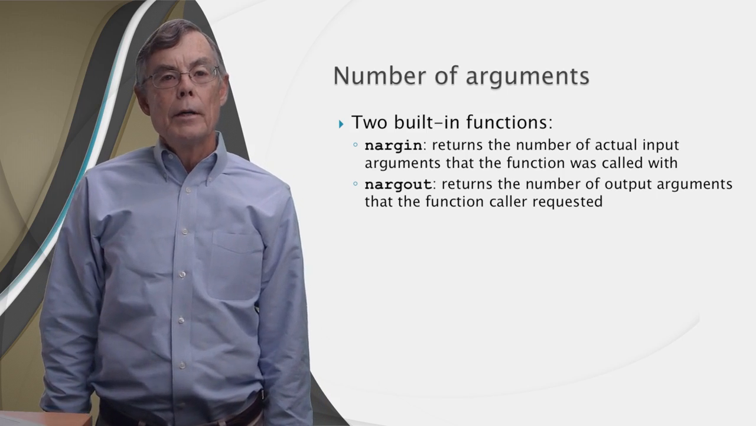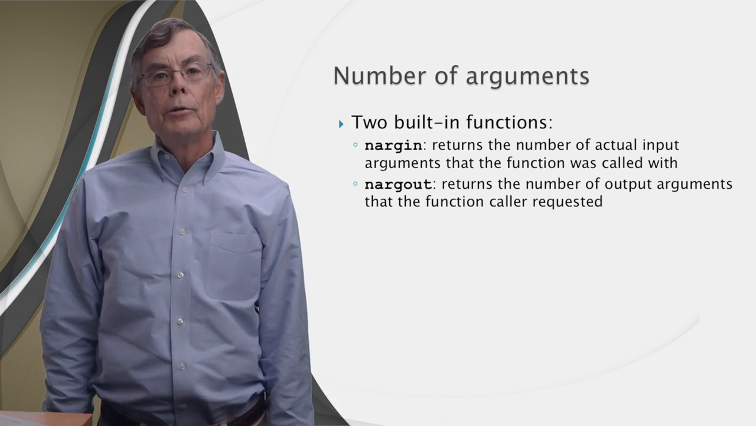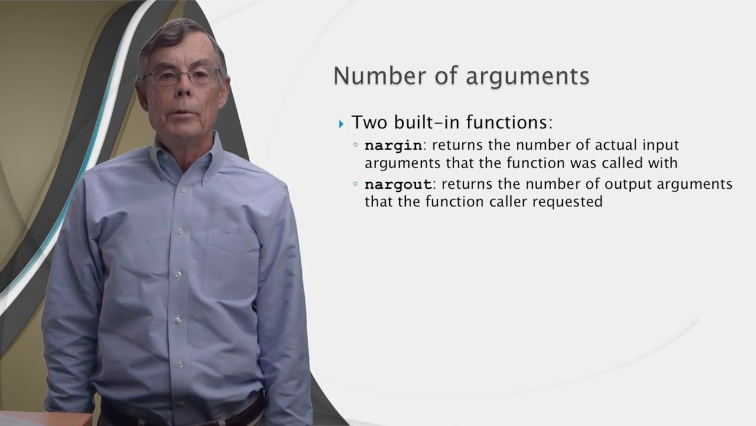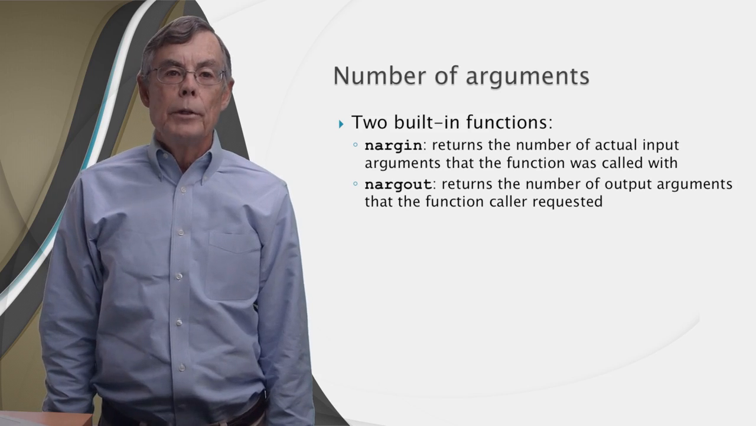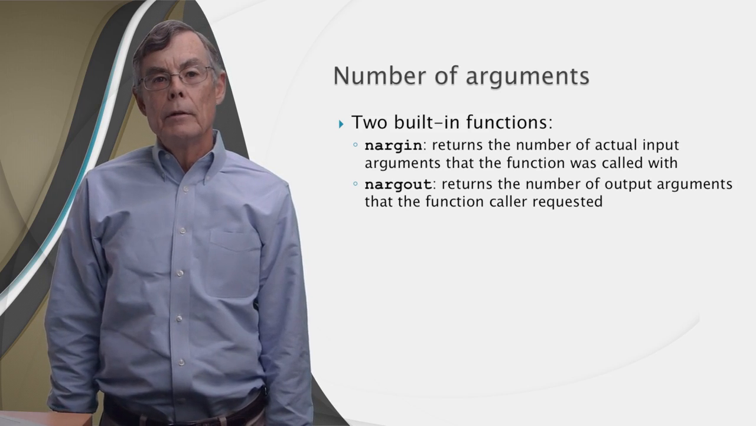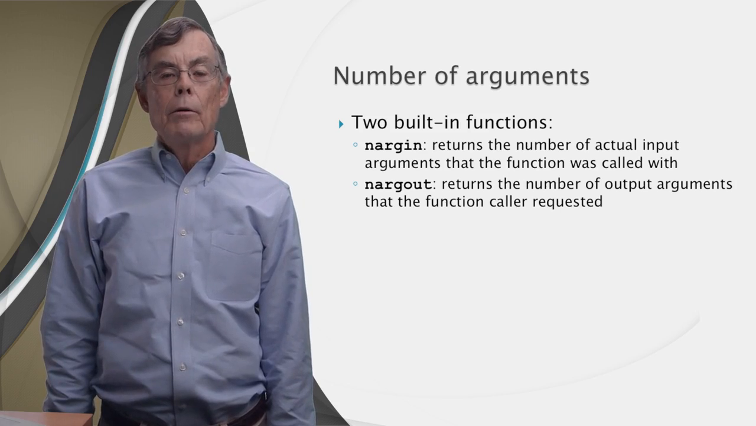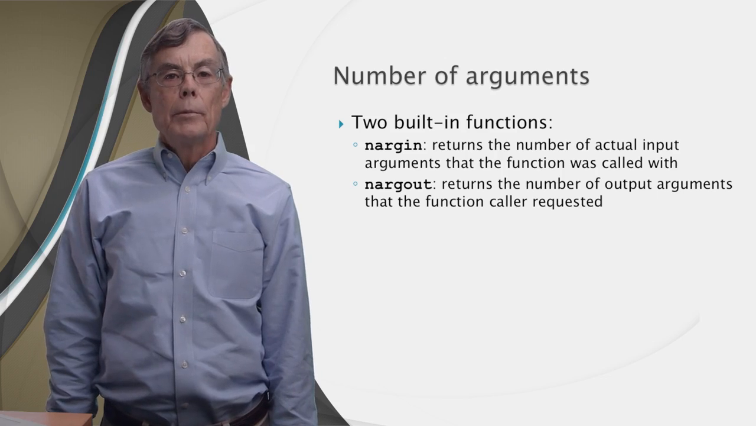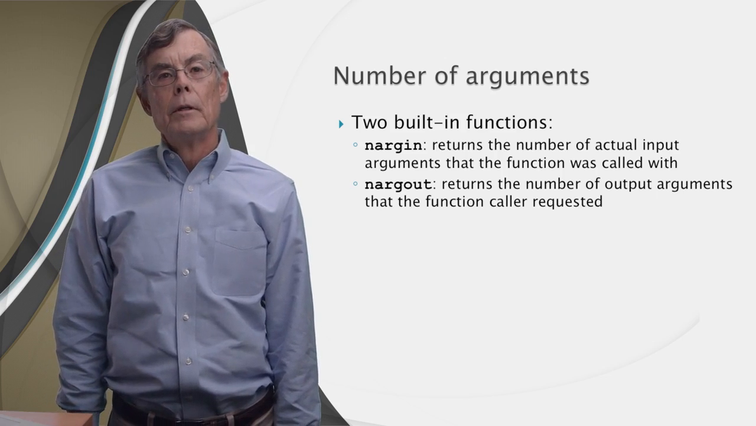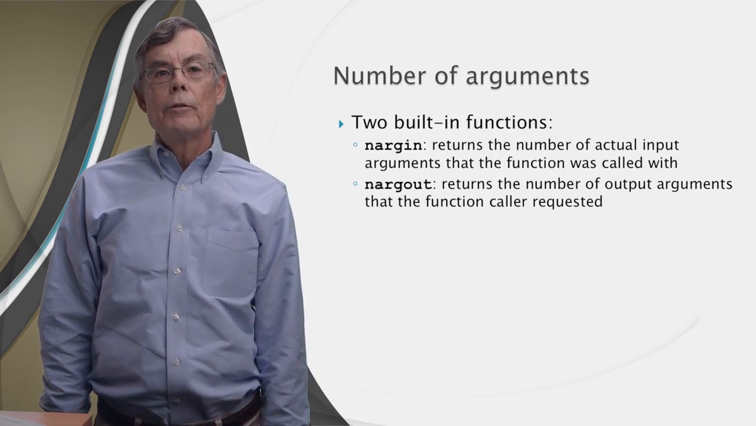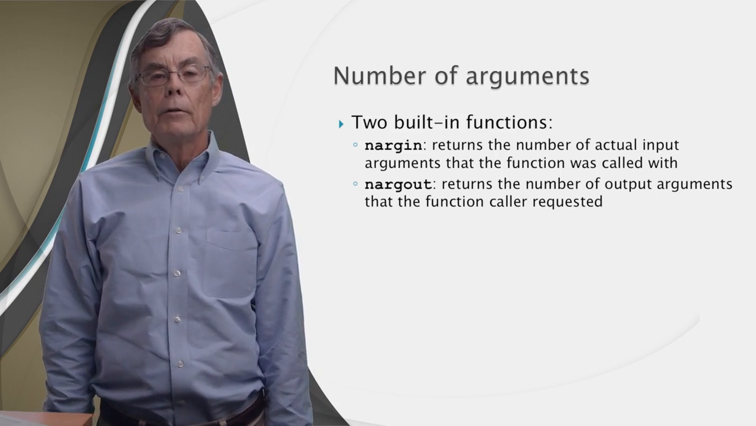The first one's nargin, which means number of arguments input. It gives the number of actual input arguments that the caller passed in. The other one's nargout, which returns the number of actual output arguments that the caller requested. These two functions can be called from inside our functions to make our functions polymorphic.